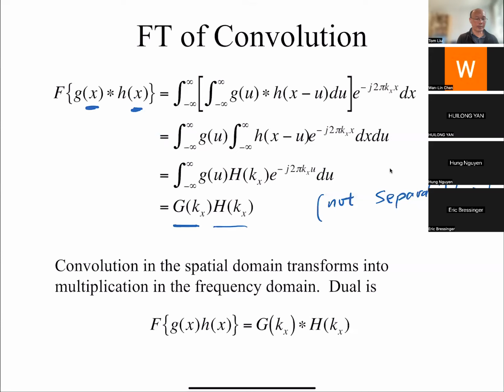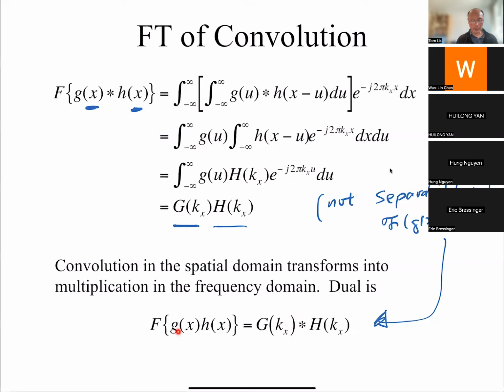Right? Because remember, in separability, that was the Fourier transform of g of x times h of y. But now here, both things are functions of x. So that's why now it's convolution that goes to multiplication. And the dual is if I multiply this, then I have to convolve in the other domain. So this is actually not separability. Previously, if this was x and y, I would just multiply here kx and ky, the Fourier transforms.